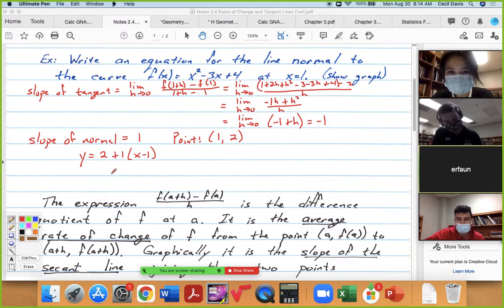But in order to check your answers in the book, you probably need to go ahead and distribute and group like terms. That's going to be y is equal to 2 plus x minus 1. Gives you that y is equal to x plus 1.